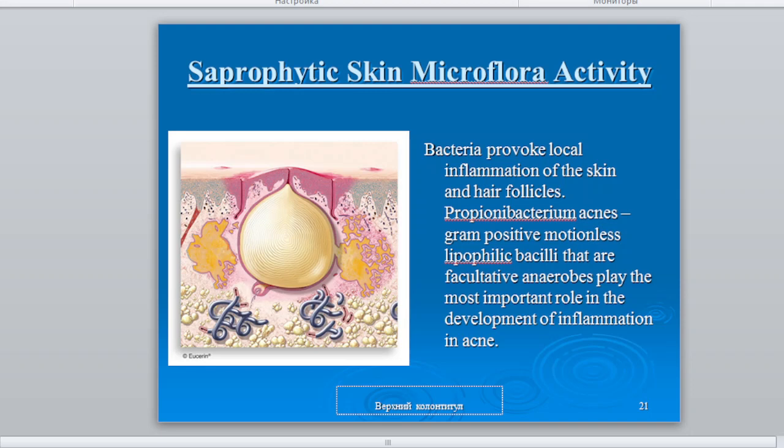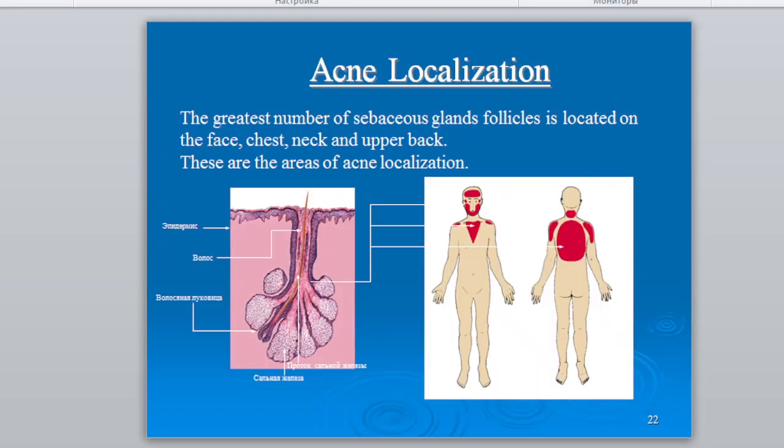Saprophytic skin microflora activity. Bacteria provoke local inflammation of the skin and hair follicles. Propionibacterium acnes, gram-positive motionless lipophilic bacilli that are facultative anaerobes, play the most important role in the development of inflammation in acne. Next.